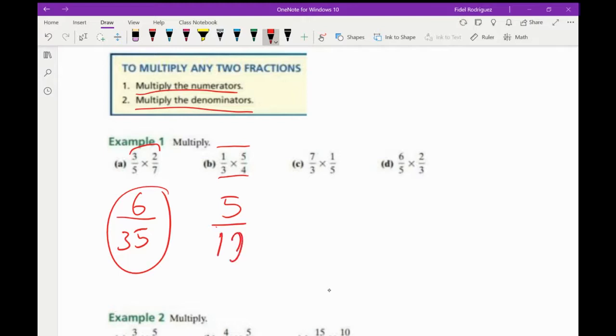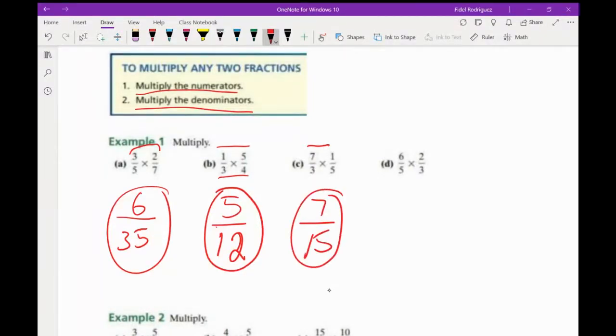I got a 5 over 12, right? Okay. And then let's see, same thing over here. 7 times 1 is 7. 3 times 5 is 15. And so far I haven't had to reduce anything. Let's take a look at the last one.